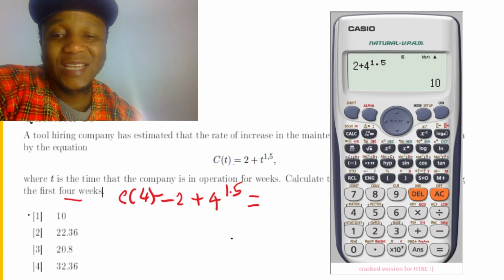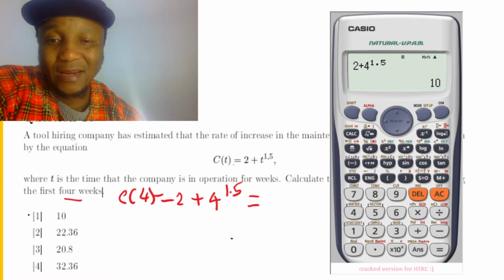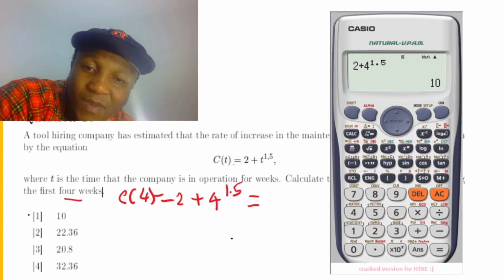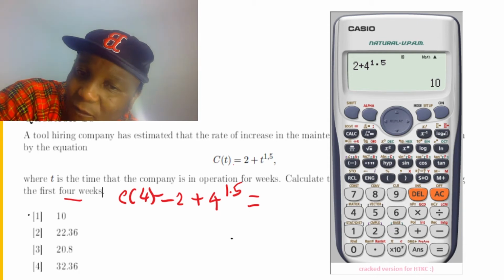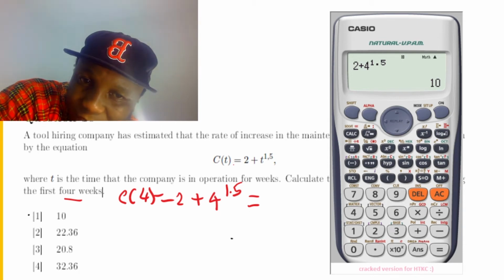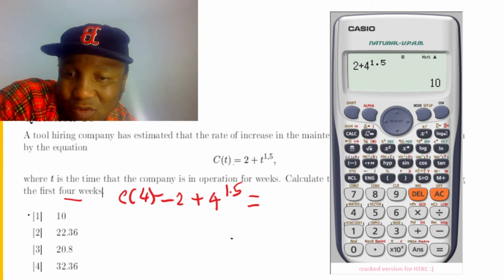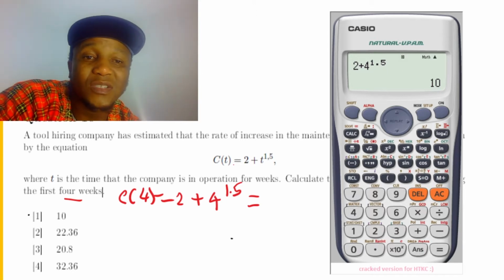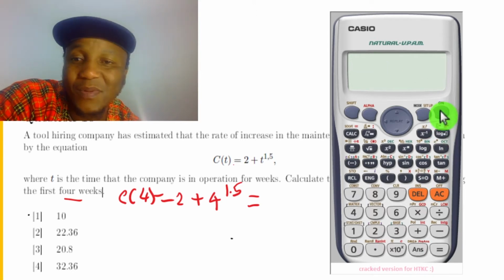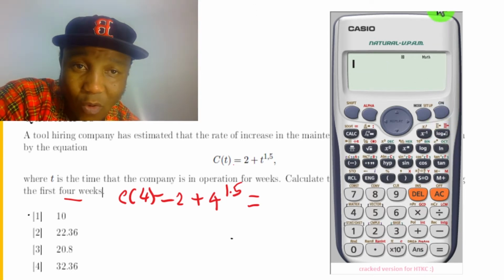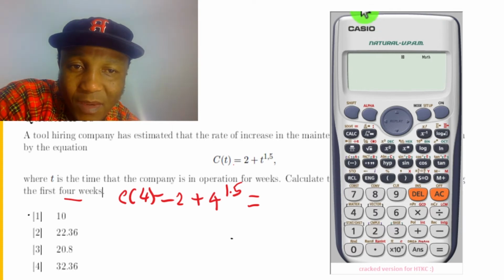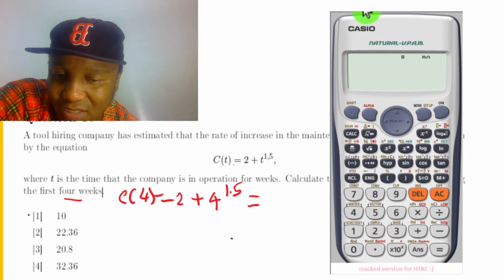So it's going to cost an amount of 10, either dollars or rand. For 4 weeks, we plug 4 in the position of T, and it's going to cost us 10. So the first question is done. Now we go to the next question. We simply clear this calculator and go for the second equation.